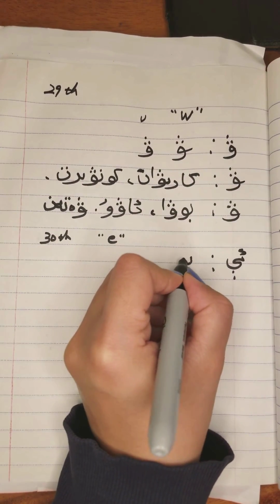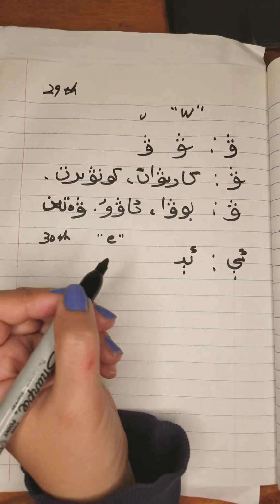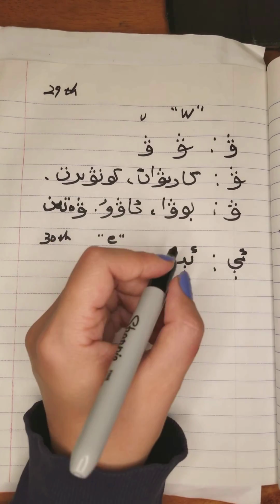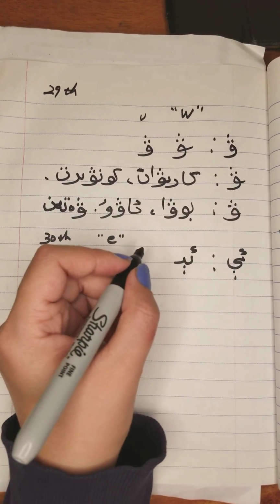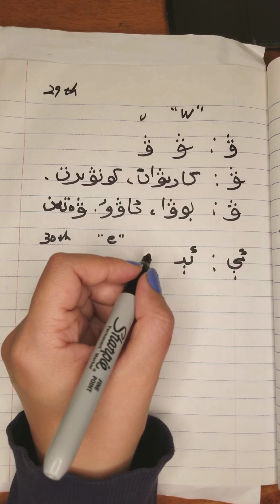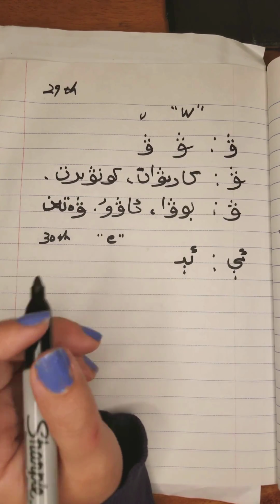Okay, the first one is the beginning, and oh no, it has 7 forms. Sorry guys.